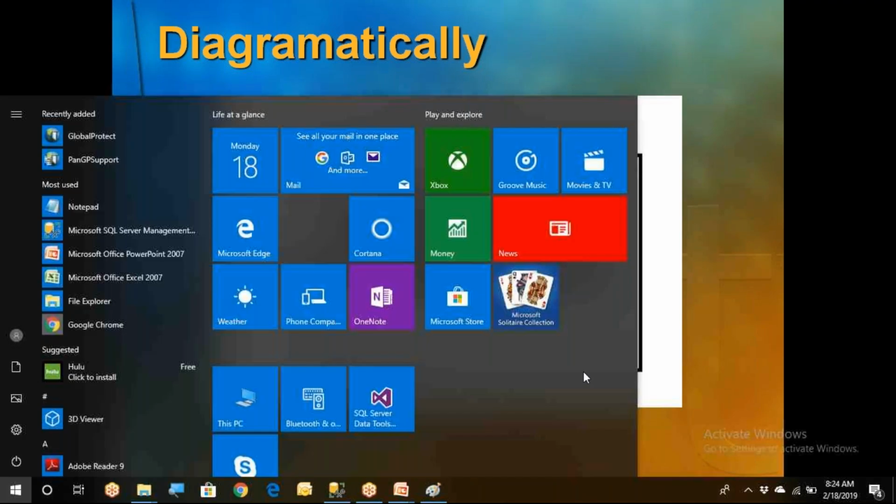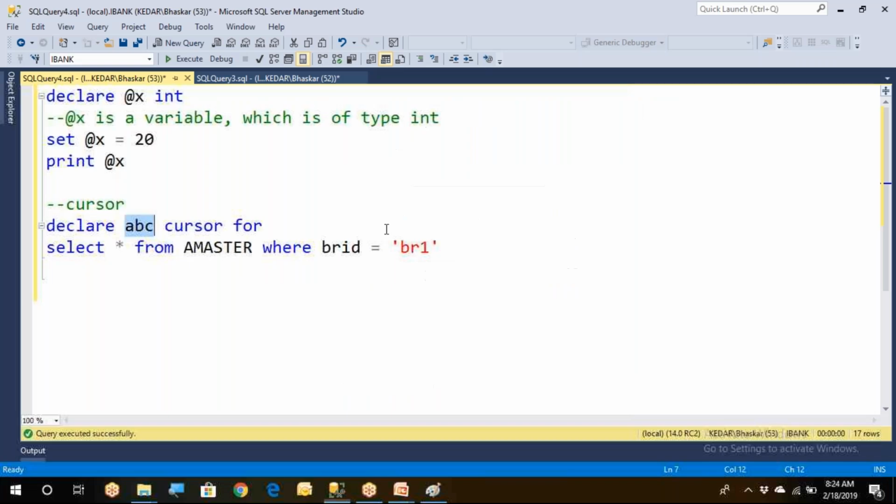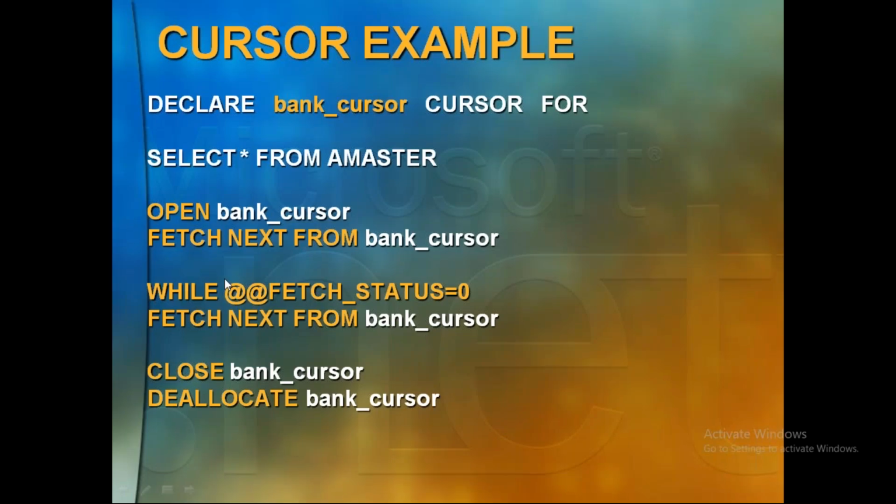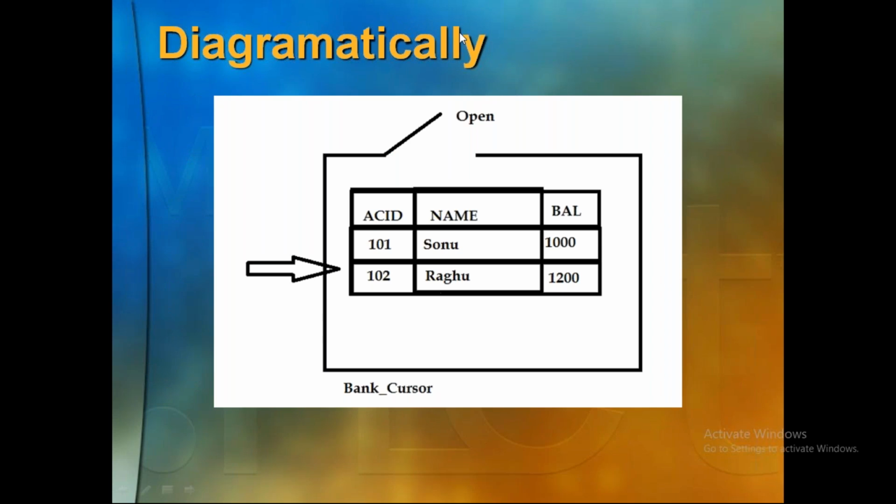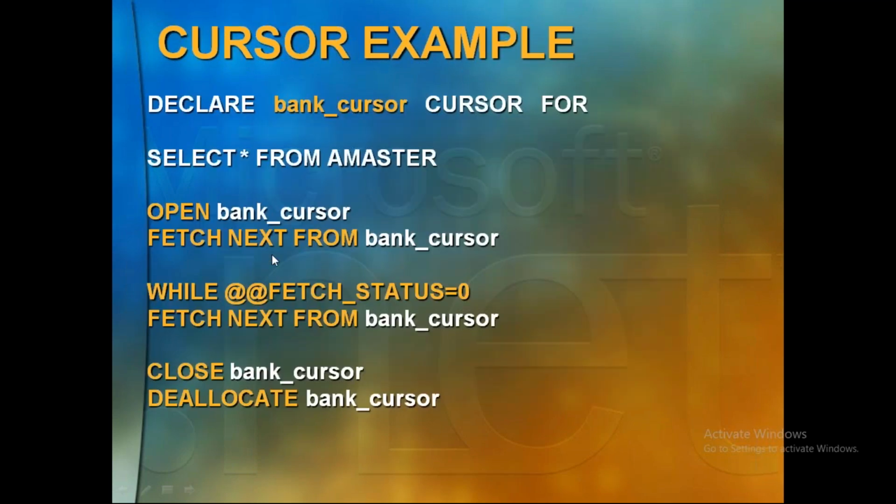After opening the cursor, first fetch next from the bank cursor. That means read the first row. So it is going to be reading the first row from this cursor. Where is the cursor? It is available in the temp DB. You are opening, you read the first row. Fetch next, you are going to be reading the next row. Fetch next, you are going to be reading the next row. You can do a fetch next operation from the bank cursor. But if you have 10,000 rows, 10,000 times you need to write this fetch next, fetch next, fetch next.